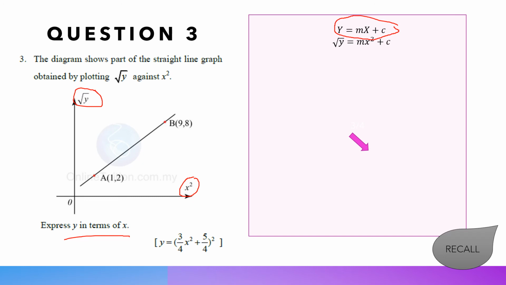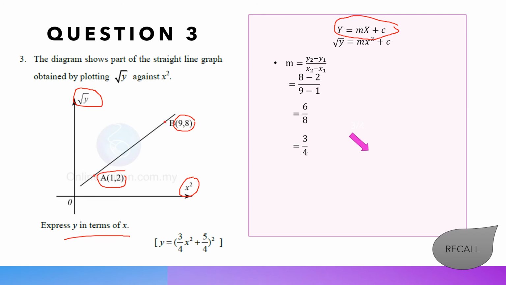To find m, you need 2 points, is it? Okay, 2 points. I choose these because these are the only points. So 8 minus 2 over 9 minus 1. I got the answer, 6 over 8, reduce it, become 3 over 4. What is the next step?